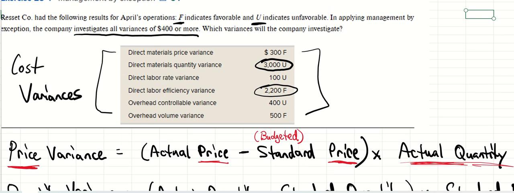Next, we have overhead controllable variance. So that's a $400 unfavorable variance. That's right at $400. We do need to investigate. Next, we have overhead volume variance of $500 favorable. Yes, that's something we need to also investigate because, hey, their threshold is $400 or more.